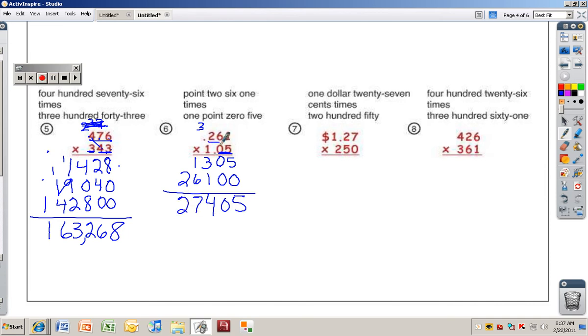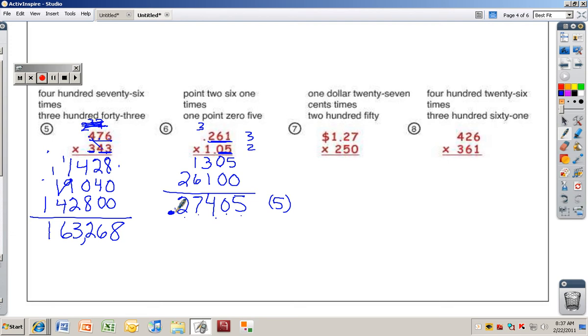Now notice we have 3 spots and 2 spots. 3 spots, 2 spots. That means I have to have 5 spots on the right side of the decimal point. 1, 2, 3, 4, 5. Decimal point belongs right there. If you put the decimal point in the wrong place, your answer is completely wrong. It's not close to being right. It's totally wrong. You have to get that decimal point in the right spot.